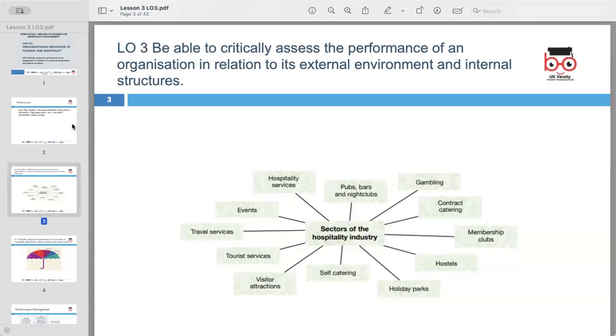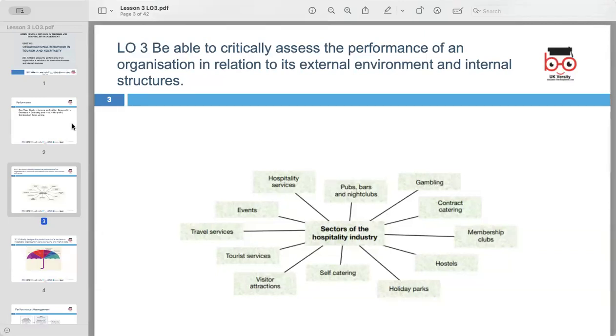and internal structure. Assessing organizational performance requires a comprehensive understanding of both an external environment and internal structures. So the external environment includes factors such as market trends, competitor analysis, economic conditions, regulatory framework, and social influences. Analyzing the external environment allows organizations to identify opportunities and threats, adapt to changing market dynamics, and capitalize on emerging trends. On the other hand, evaluating internal structures involves assessing organizational capabilities, resources, culture, leadership, and operational efficiency.